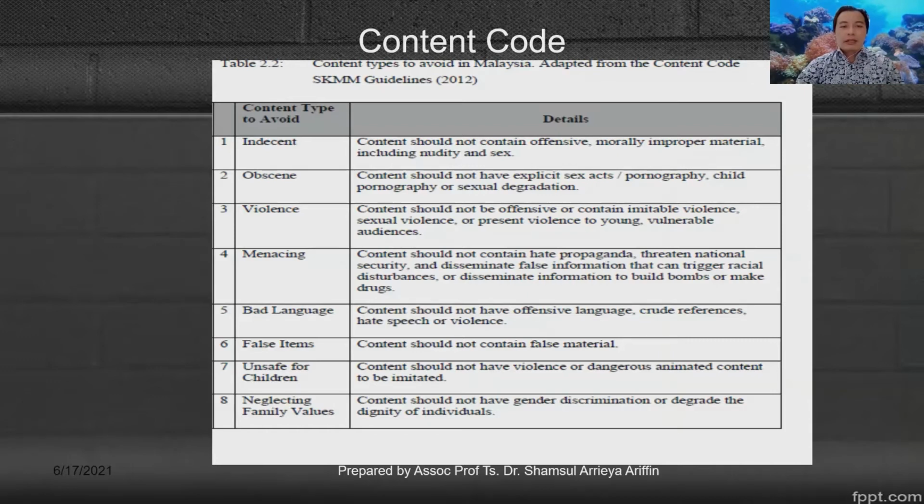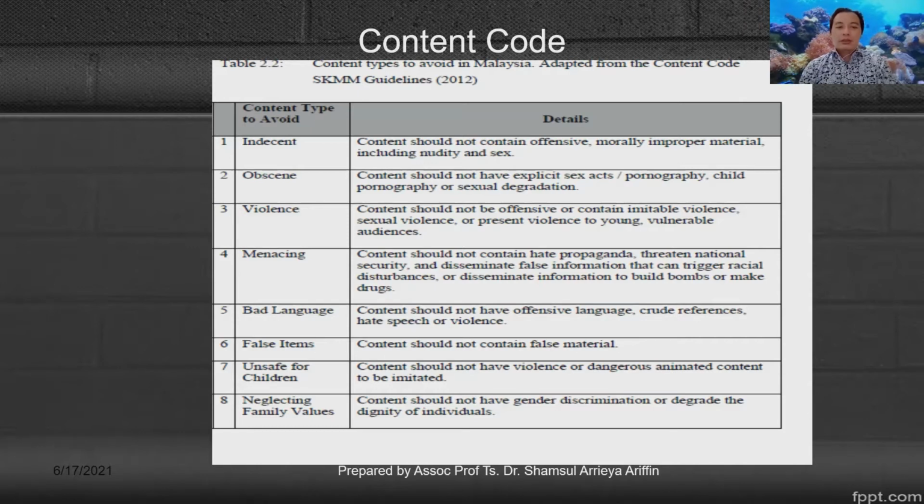Obscene also cannot write. Violence also you cannot write. Menacing also you cannot write. Menacing is like hate propaganda, threaten national security, and disturbance. Bad language, also crude language, also you cannot write in Malaysia. False items, false item content should not contain false materials.